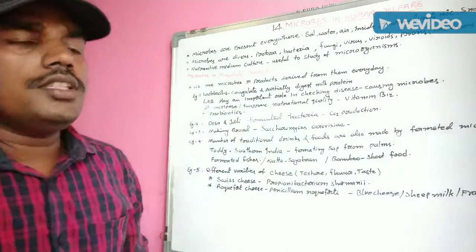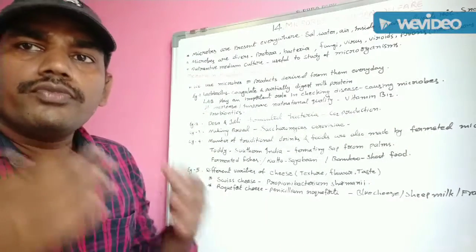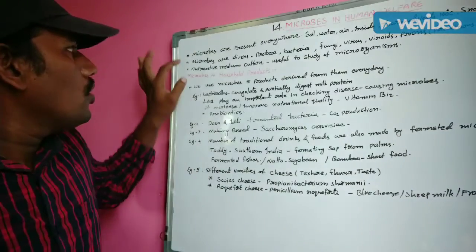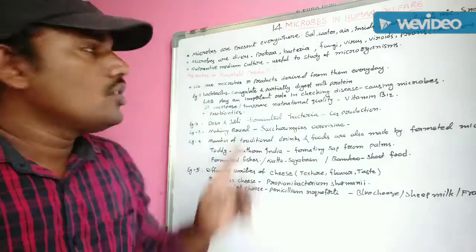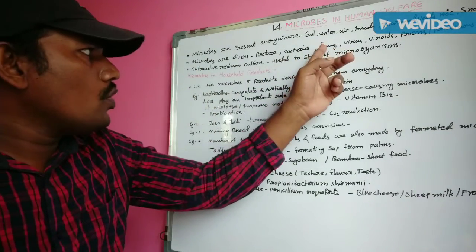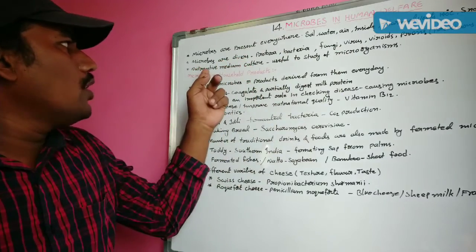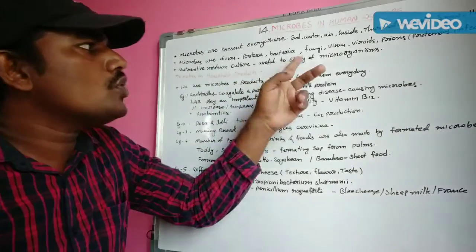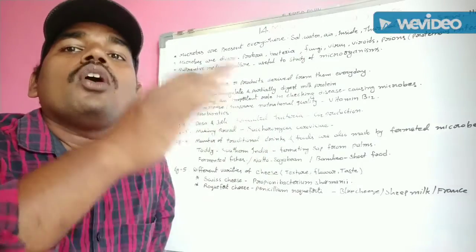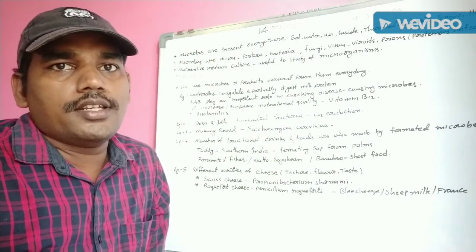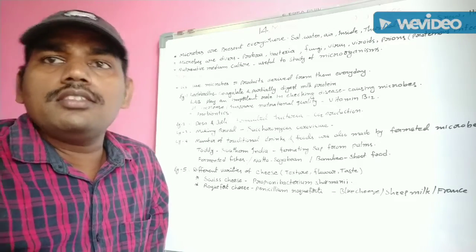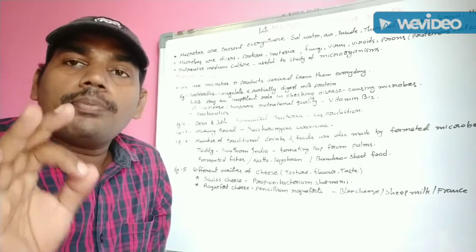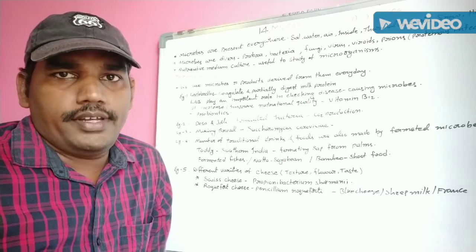Next, these microbes you cannot see with the naked eye. They are only visible under a microscope, an electron microscope. Nutritive medium culture: this means these microbes grow in colonies in the nutrient medium. So the nutrient medium culture is useful to study microbial organisms in their colonies. Understand? So microbes are very essential to human welfare. They play an important key role in human welfare.